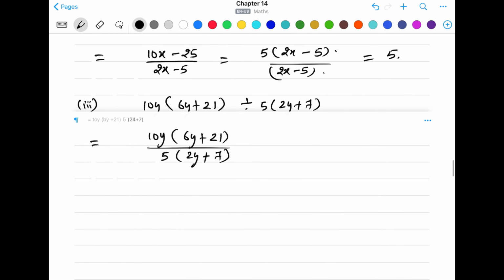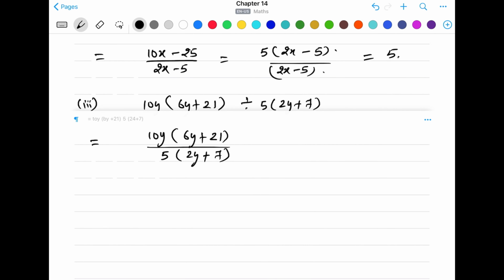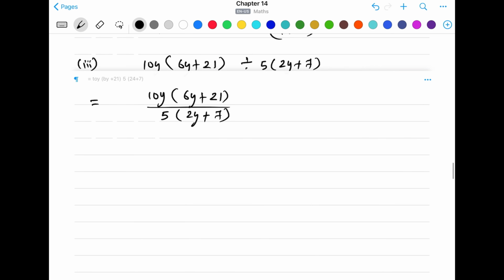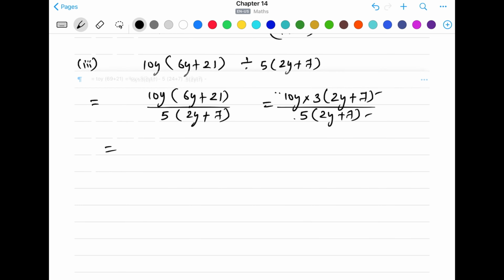So what we can do here is take something common. We can take 3 common. We already have 10y, and now we're taking 3 common, so we're left with 2y plus 7, divided by 5 into 2y plus 7. So this 2y plus 7 will be cancelled out, and 10 divided by 5 will give us 2. So we're left with 2y into 3, which gives us 6y as the answer.